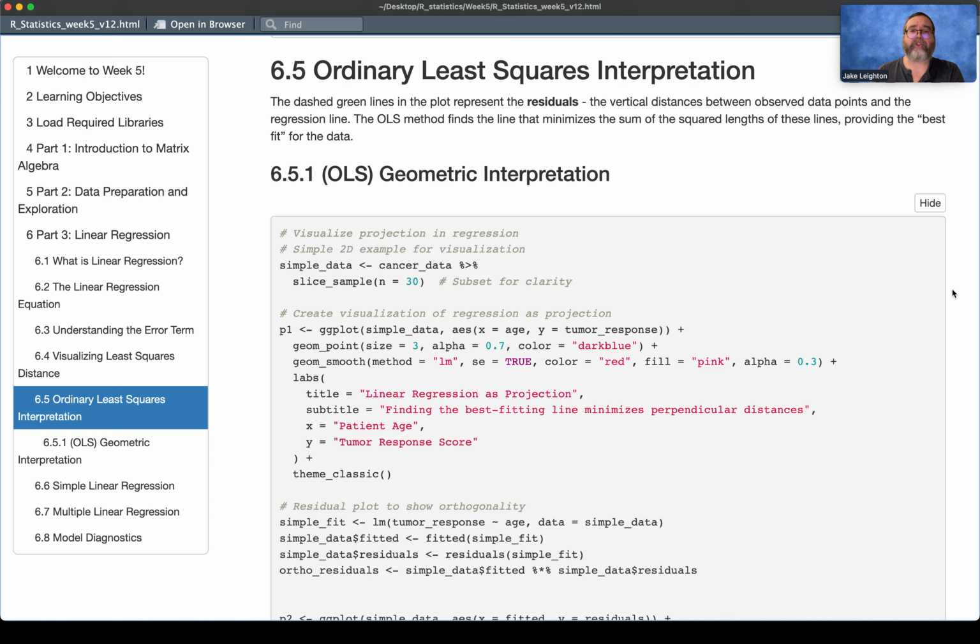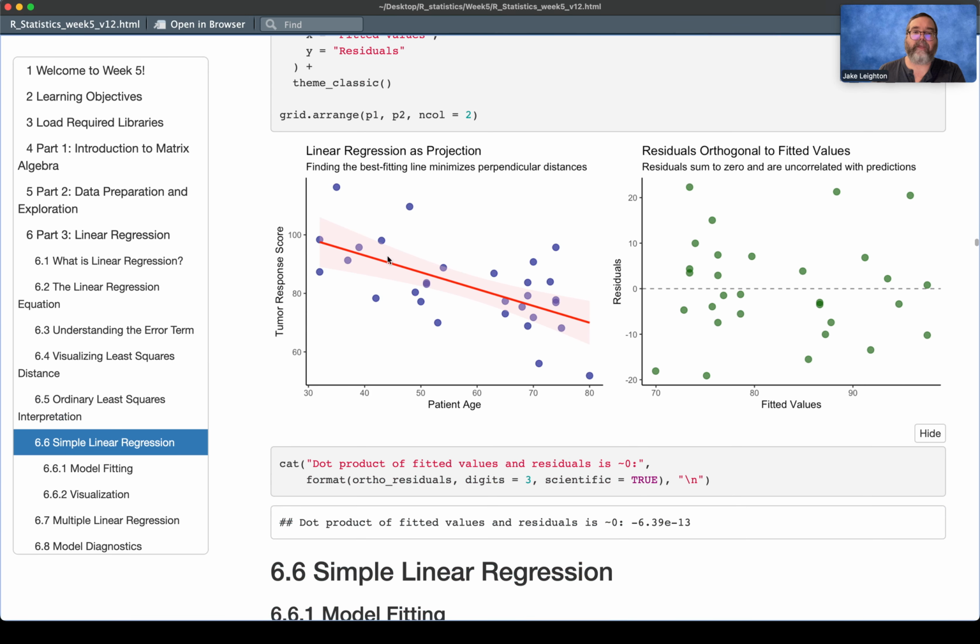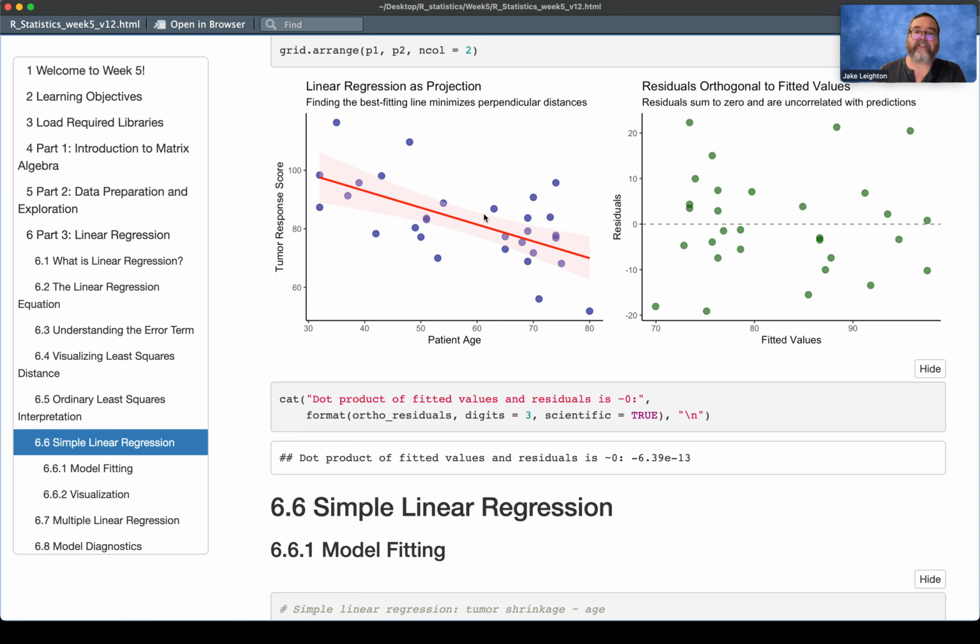So let's try to look at this geometrically. Imagine on the left here, we fit our line to minimize all these distances, and then we have a vertical error for each one. Well, the vertical error is our residual value.